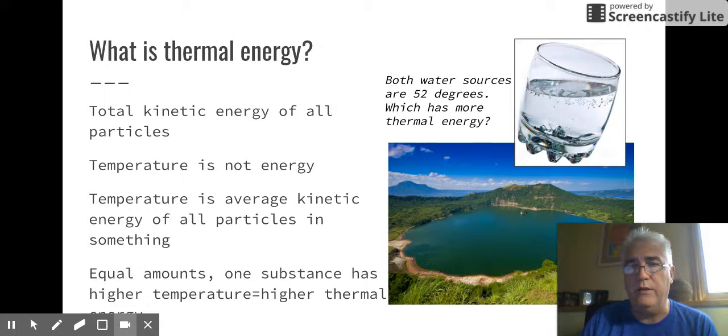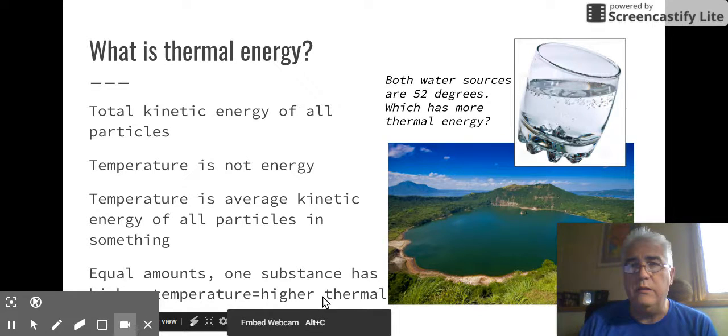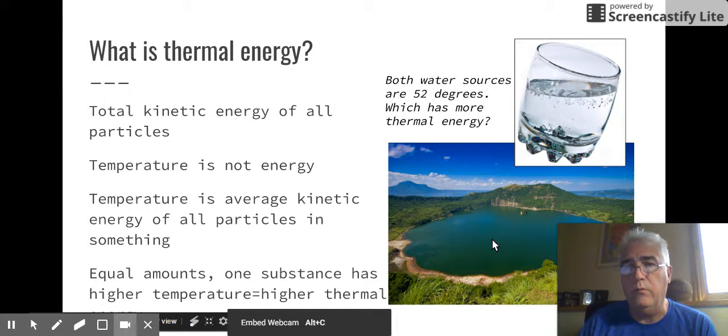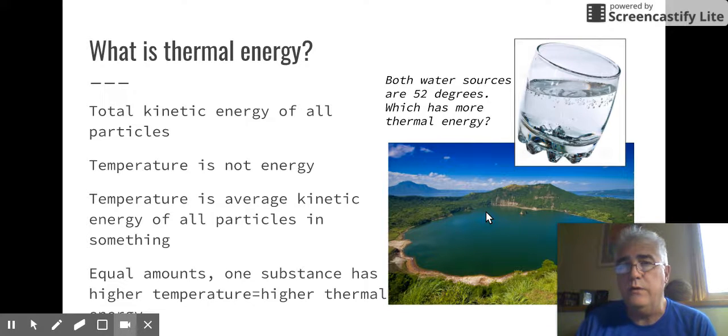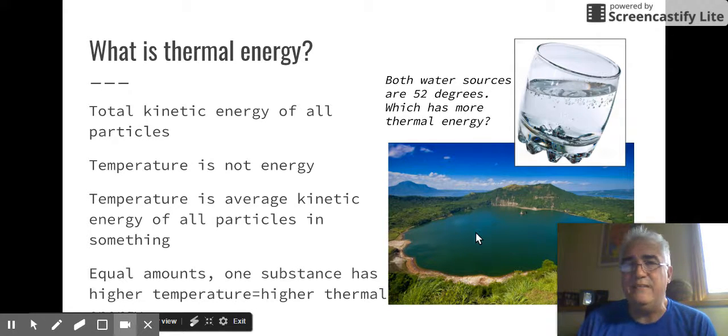And the example I've got here on the right-hand side, the glass of water and the lake are both at 52 degrees. That's the average kinetic energy of all the water particles in both of those areas. The lake, though, obviously has more molecules of something, so it has more thermal energy. Equal amounts, if one substance has a higher temperature, it has a higher thermal energy.